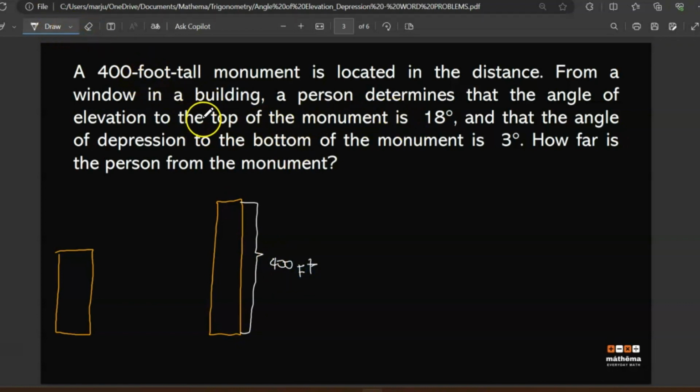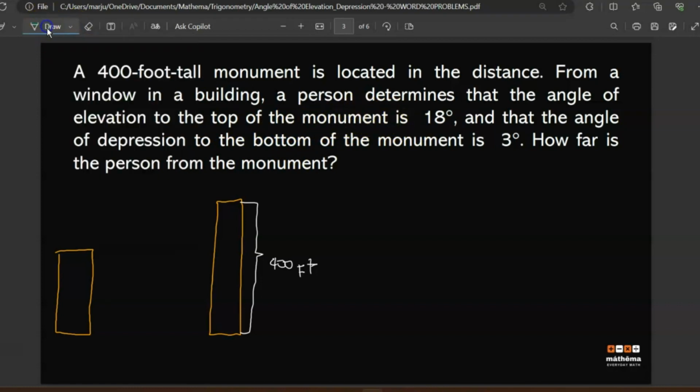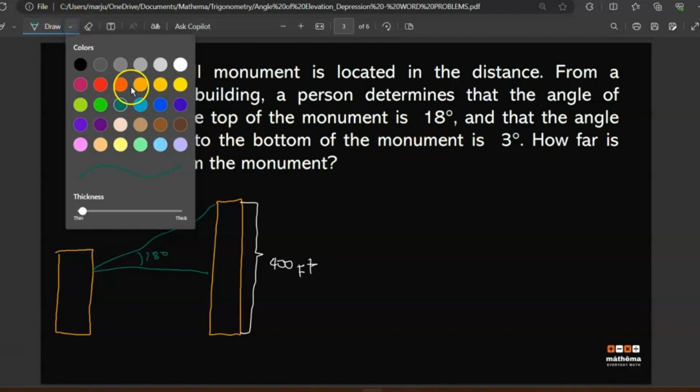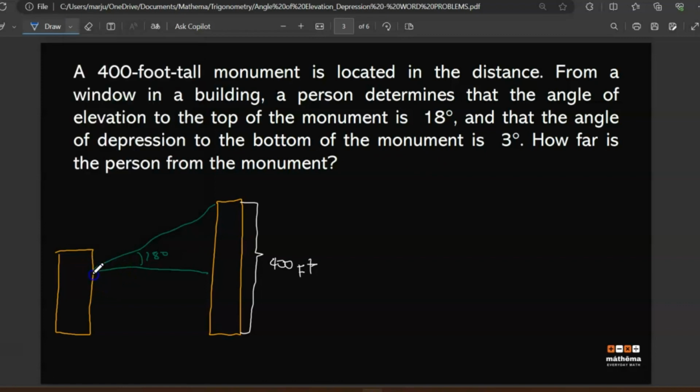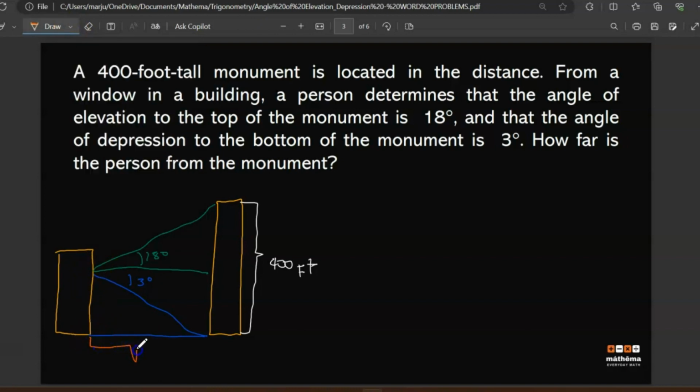And the angle of elevation to the top of the monument is 18. So we have here a person inside the building, and again the angle of elevation, this is 18 degrees, and then the angle of depression to the bottom is 3 degrees. So again, this is 3 degrees. And then again, we are asked to find the distance. We are asked to find this one.